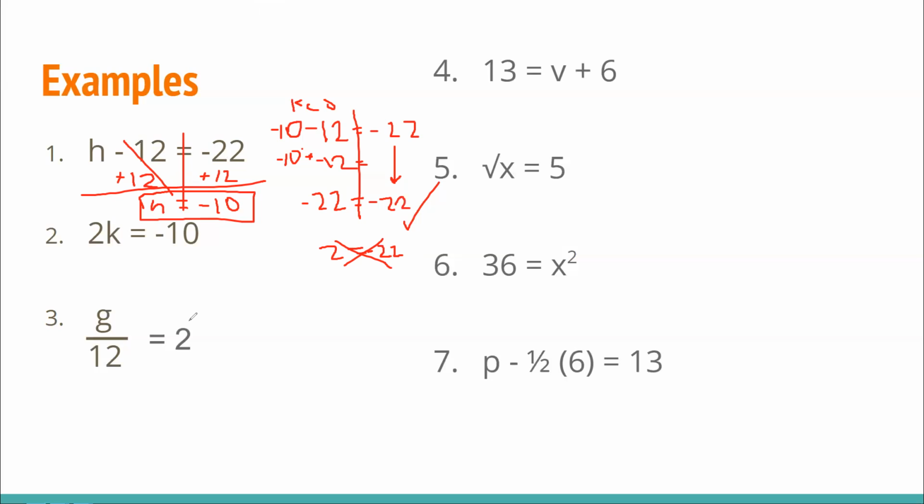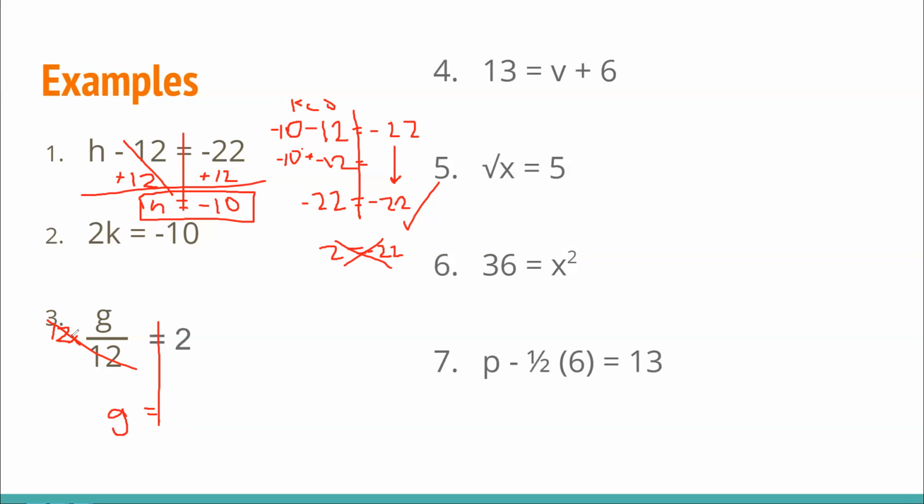Now I am going to do number 3 with you. So with number 3, the first thing that I'm looking at is this left side of the equation because it has our variable g. I would say this side by saying g divided by 12. Since it's a division problem, I know the opposite of division is multiplication. So if I multiply by 12, that's going to cross that out because that simplifies to a 1, and anything divided by 1 is itself. And so that means that we're going to be left with a g.